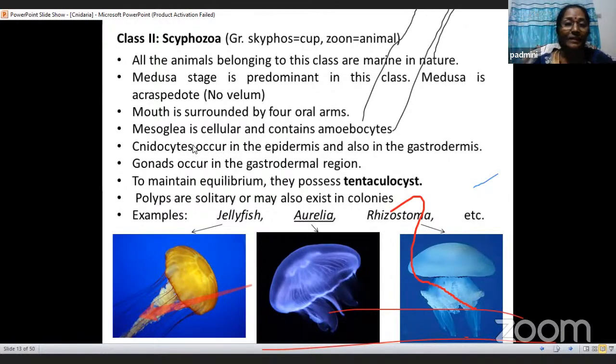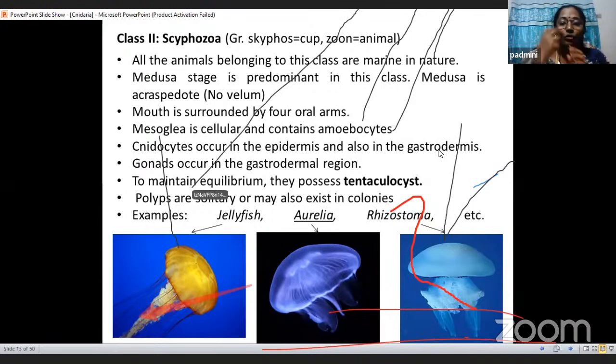The stinging cell is called a nidocyte, which occurs both in the epidermis and in the gastrodermis. Why do you need a nidocyte in the gastrodermis? Because if any food particle has entered the stomach directly, then the nidocytes present in the gastrodermal layer inside the stomach walls are going to sting them, paralyze them, and eat them. So that is the reason why they have it in the gastrodermis.